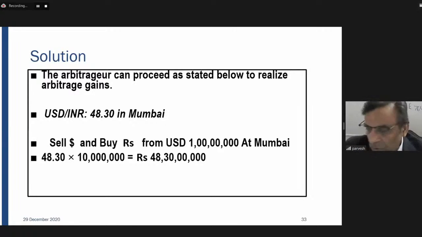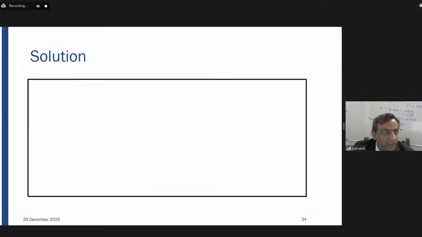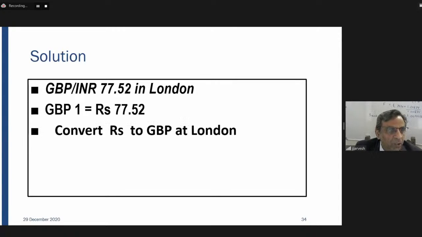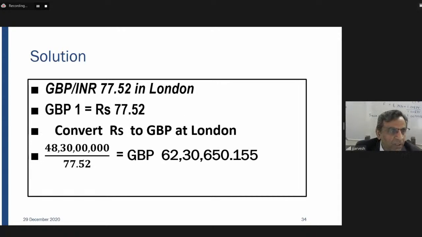Okay, fine. So then he is going to take this money and go to London and convert that into Great Britain pounds. We know that 1 pound is equal to 77.52 rupees, so we have to convert rupees into Great Britain pounds. We are just going to divide, because the quotes are in rupees per Great Britain pound. So we divide all these rupees to arrive at Great Britain pounds. 48 crores 30 lakhs divided by 77.52 will give him pounds to the extent of 62 lakh 30,650 pounds, 0.155 also.